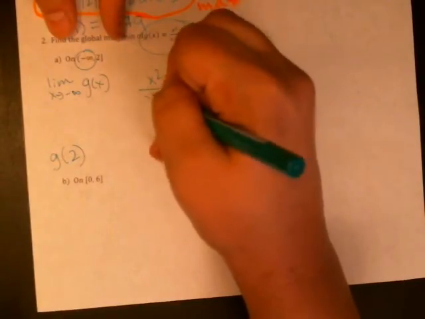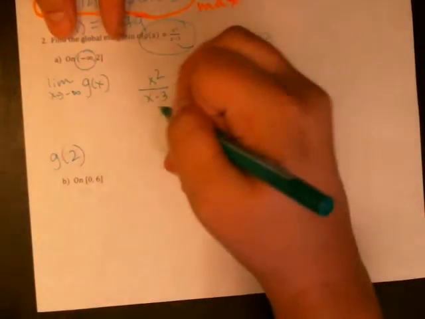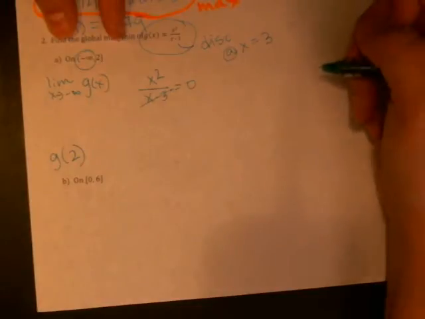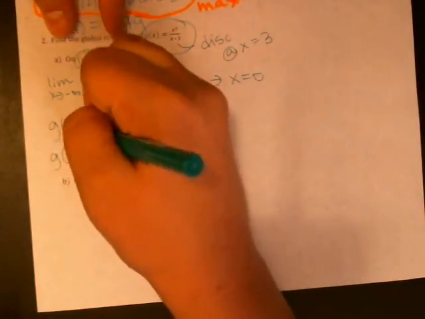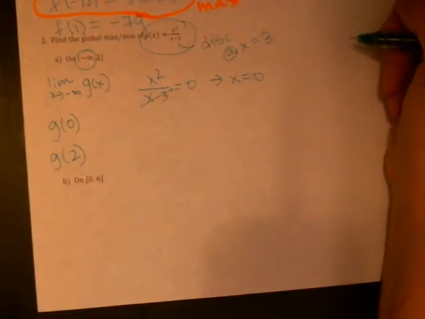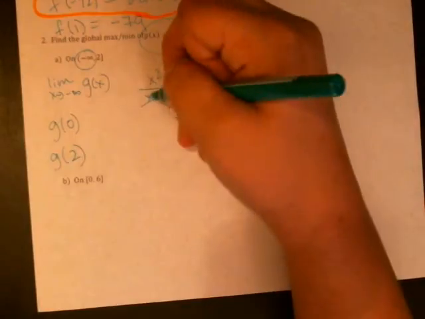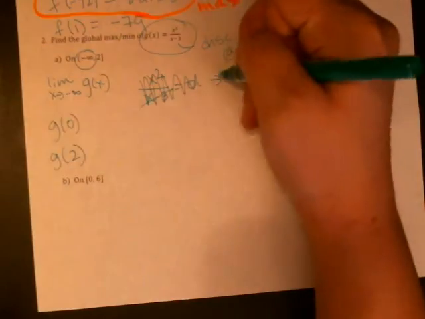So if I set x squared over x minus 3 equals 0, you can multiply both sides by x minus 3, and it looks like we have to make x squared 0, which means x has to be 0. So I will need to check g of 0. Okay, so I'm going to do those bottom two. Hold on, I'm being very, very silly. I'm doing what I warned you not to do.